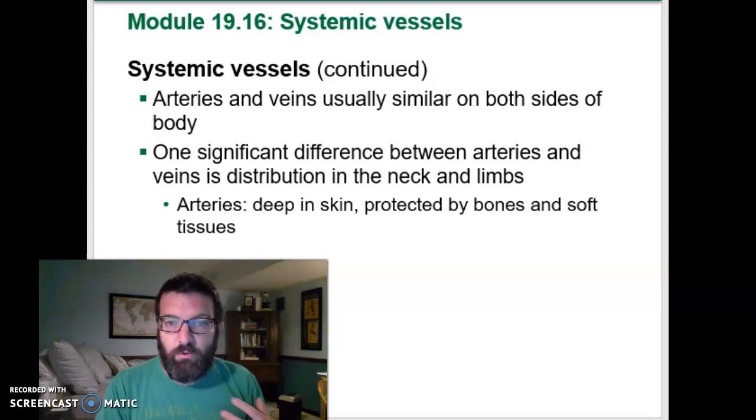and also some of your veins in your neck and your limbs. You really have two sets of them. You have a deep set of veins and a superficial set of veins that we'll talk about. Your arteries are all deep because they have higher blood pressure, which means if you get nicked, you could bleed out more quickly, so they're protected by bones and more soft tissue.